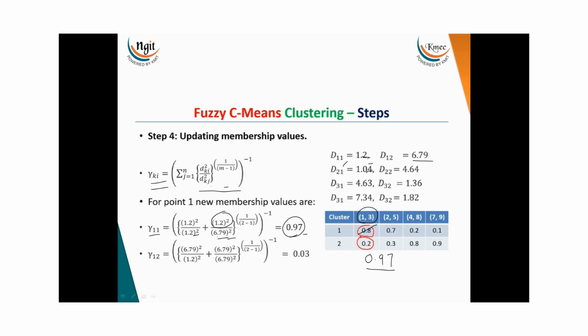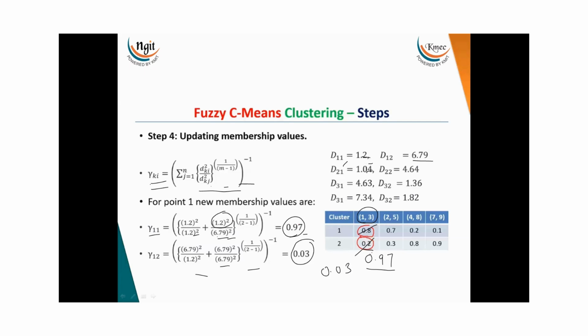Now in the same way I have to find it for cluster 2, the probability of data point 1 comma 3 belonging to cluster 2. So again I will put the values in the formula. This becomes mu12. So it is d12 whole square, which is 6.79, divided by d11, which is 1.2 square, plus d12, which is 6.79 square, as the j value changes here. When I put everything in the formula, the probability will be 0.03, so this value will be replaced by 0.03.